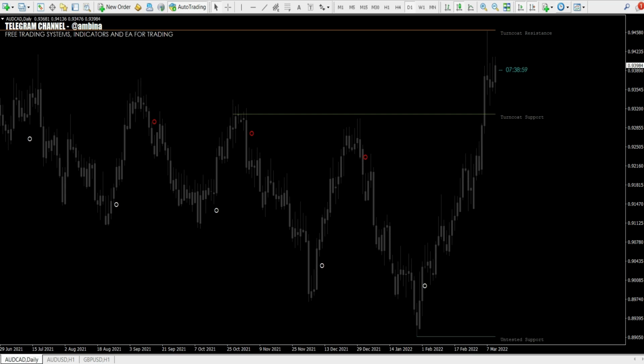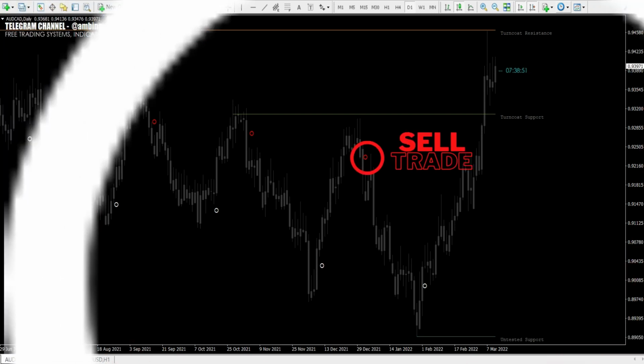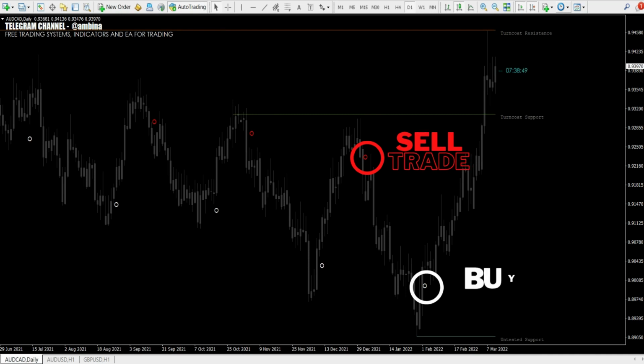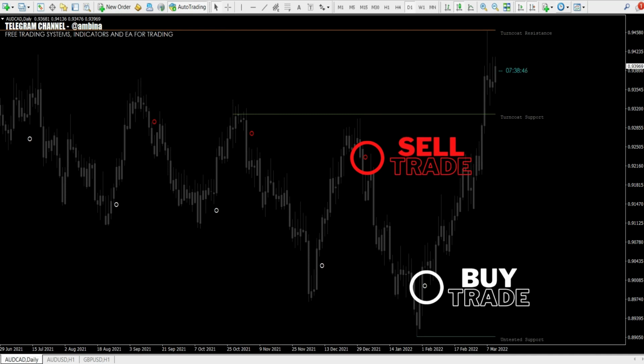So let's start now. Trading rules are very simple. When a red dot circle appears on the chart, take a sell trade, and when a white dot circle appears on the chart, take a buy trade. Stop loss will be the previous swing high or low point, and take profit will be a 1:1 risk-reward ratio.